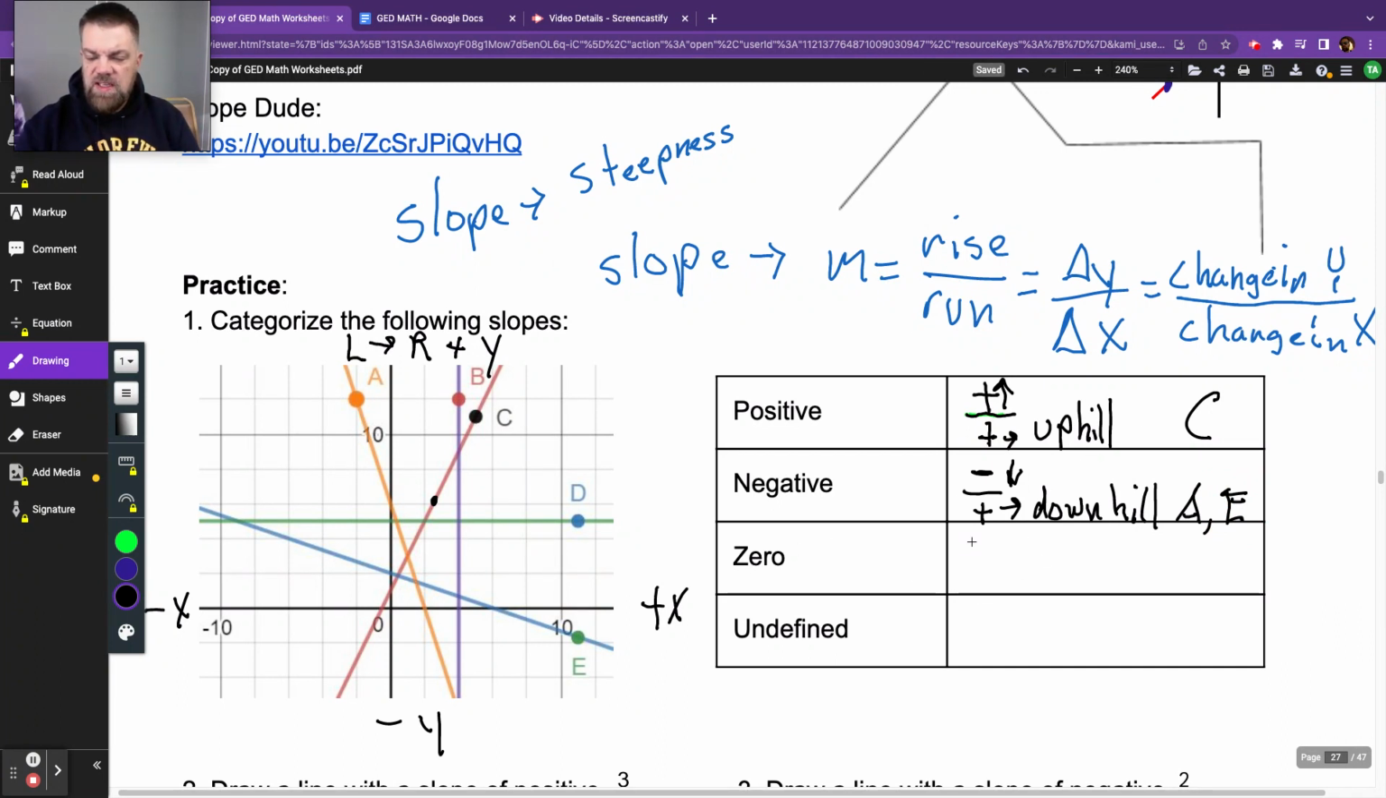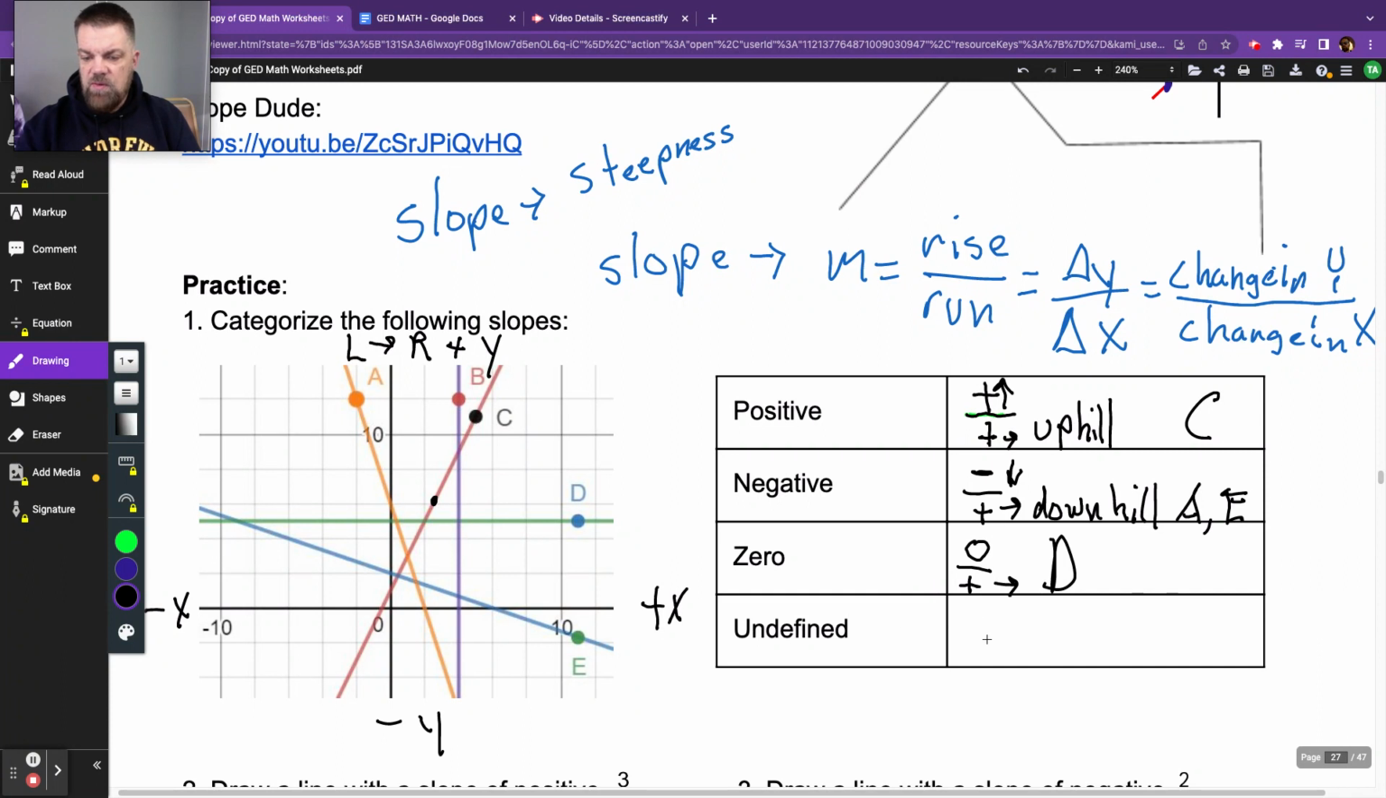Now 0 means that your rise will be 0, but you can have a positive or negative number in the bottom for the run. So that means it doesn't go up or down, but it can go to the right. Which one of those does not go up or down when you read it left to right? D.